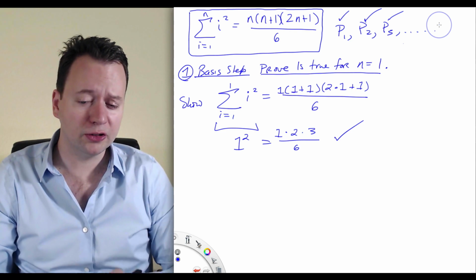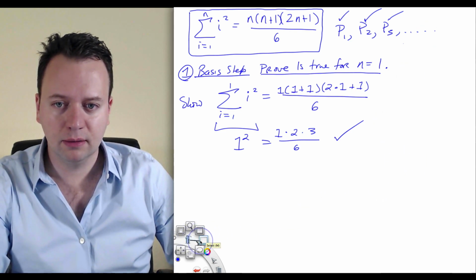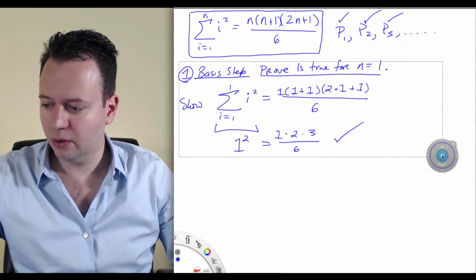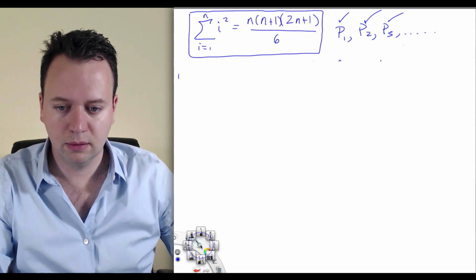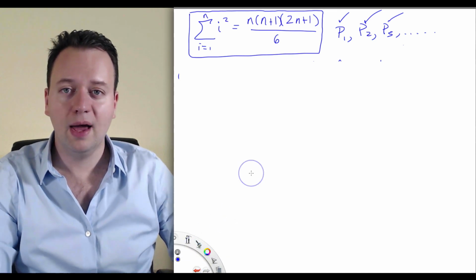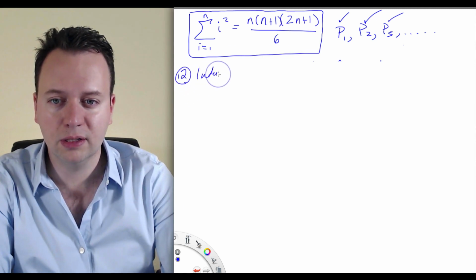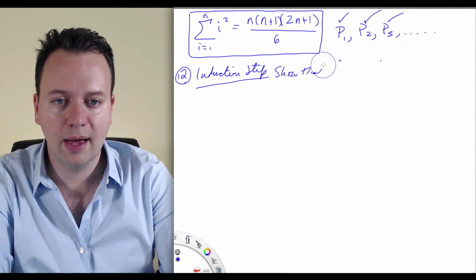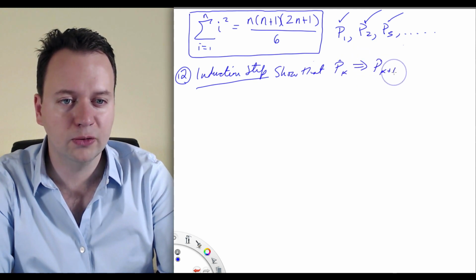So we have our basis for induction. Once we have the basis for induction, we have to do our induction step. So now that we have P1 is true, we have to show that step 2, the induction step, so we need to show that Pk implies Pk plus 1.